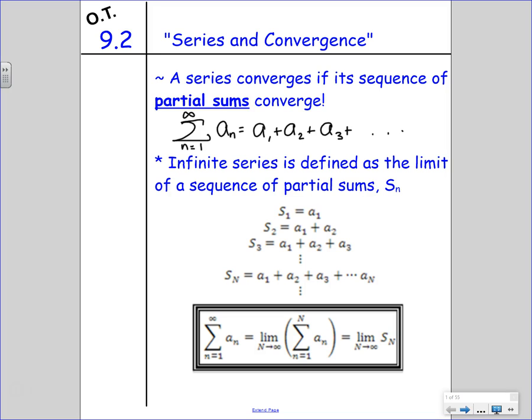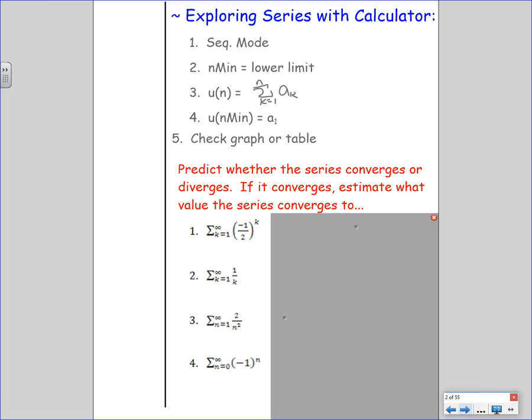So, here's the idea. This infinite series will converge if the limit as n goes to infinity of the partial sums converges. That's the big idea on this page 1. So you guys are doing this little exploration. If you need to write anything down, now's the time. These four problems: you were trying to predict whether they converge or diverge. There is no other option. If it converges, estimate what value the series converges to.